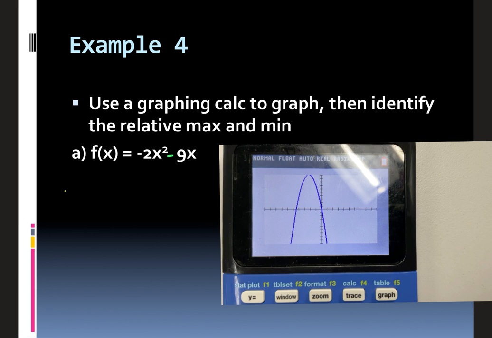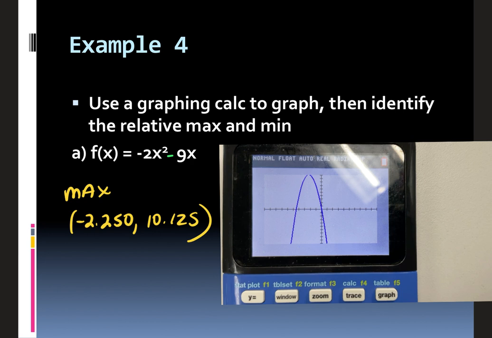So my relative max, I'm going to give the coordinate point, which was negative 2.250 and then 10.125, okay? You'll never lose credit if you don't include that last 0, like it's an insignificant digit. But just keep in mind that you should be rounding to 3 decimal places.